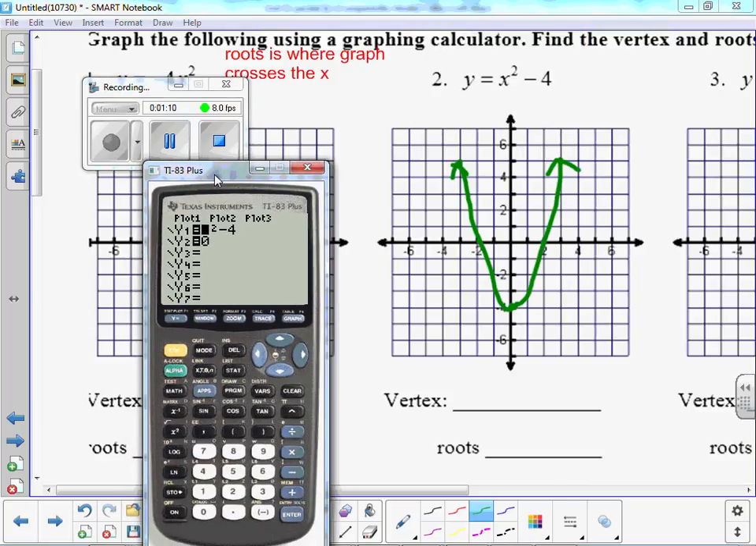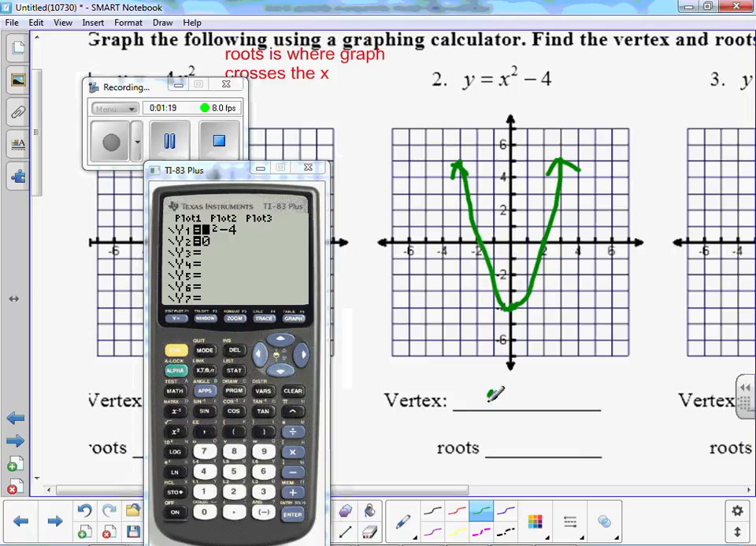So in this picture, we see the vertex. It's where it turns, and it turns at 0, -4. And the roots is the x, where the graph crosses the x here. And it crosses at two places, which is -2, 0, and it also crosses at 2, 0.